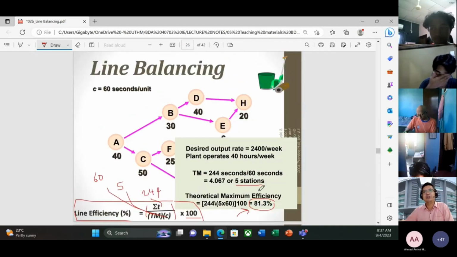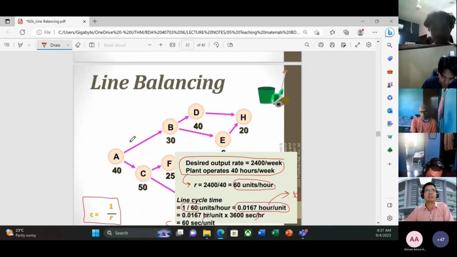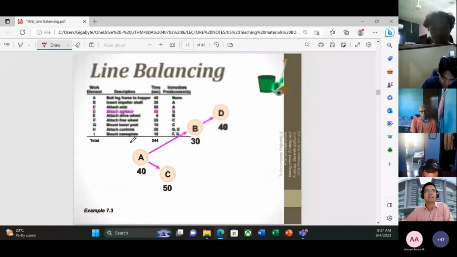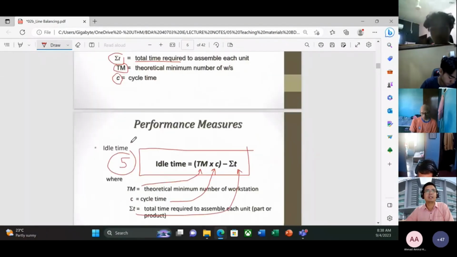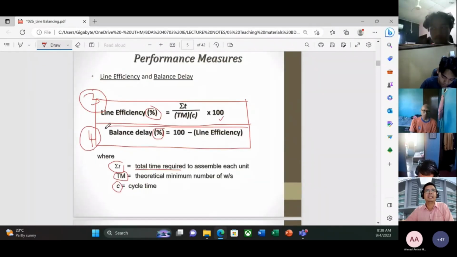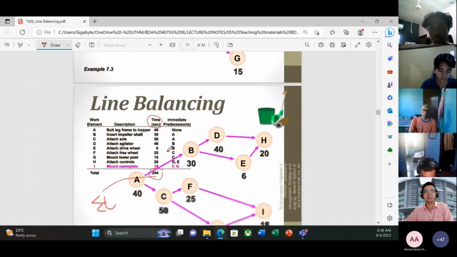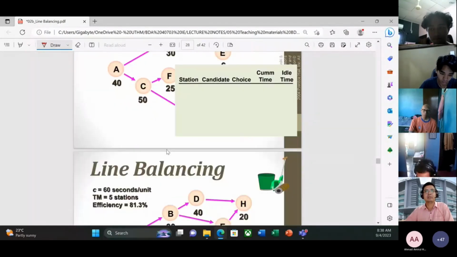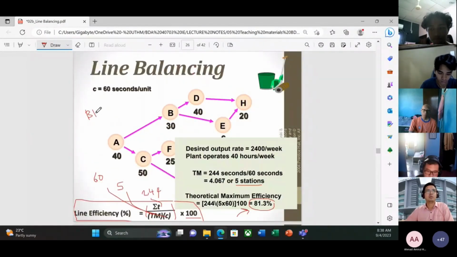Okay, clear. How do we calculate the balance delay? Let's recap the formula for balance delay. We have the line efficiency, so how do we calculate the balance delay? It is 100 minus our line efficiency.